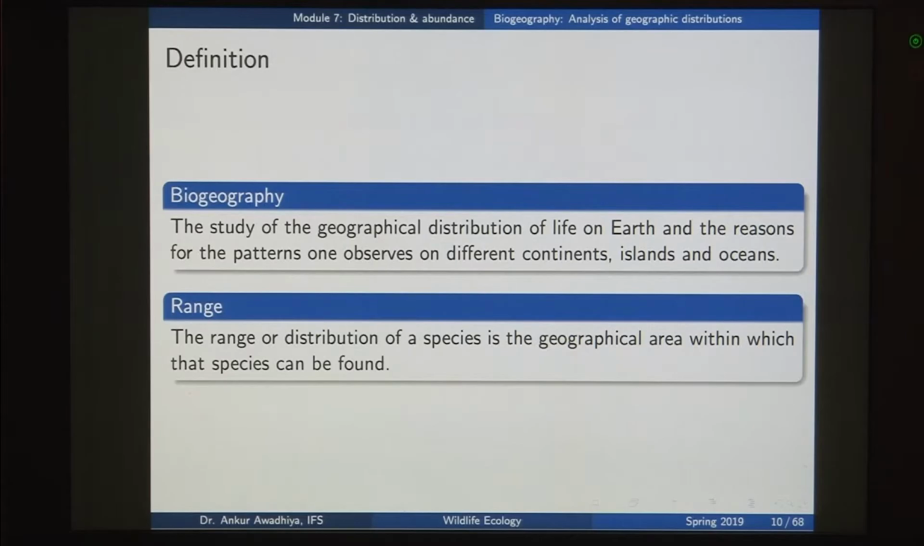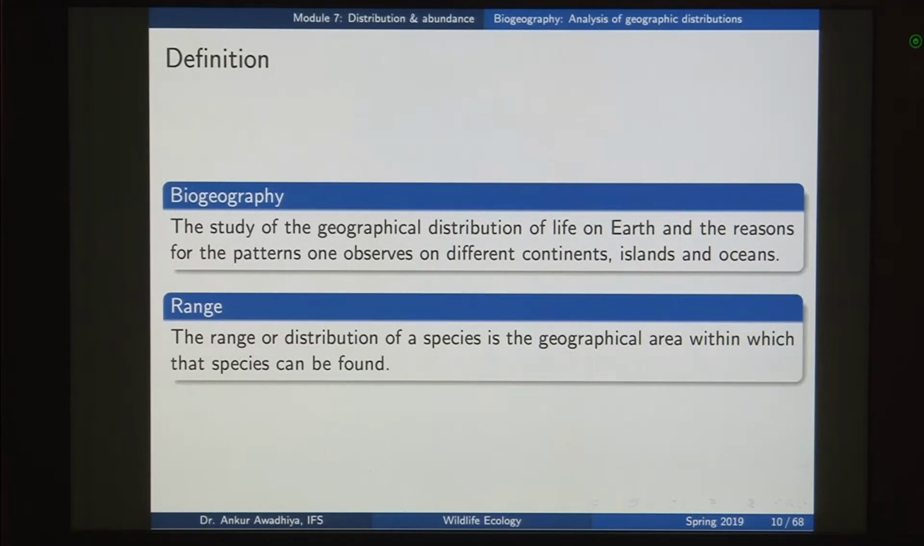Now when we are asking which species is found in which area, the other scientific term that comes into the picture is the range. The range is the distribution of the species. So the range or distribution of a species is the geographical area within which that particular species can be found.